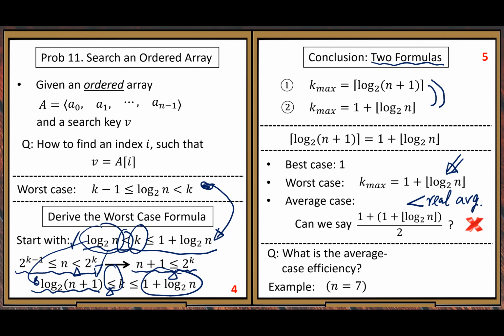Here, I can use a simple example. When n equals 7, I can show you the average.